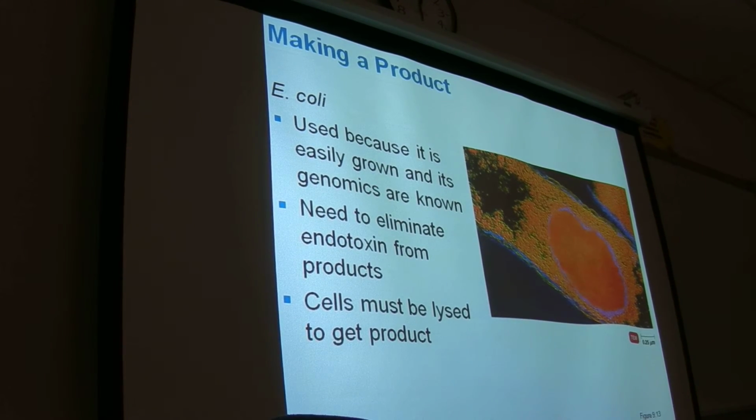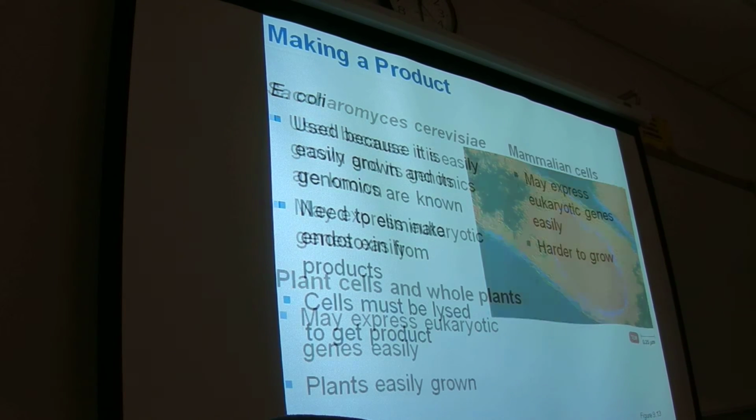A lot is known about its genomics. It typically doesn't have any endotoxin, so any products that are made from it, you don't have to worry about there being toxins in it. The negative is that the cells must be lysed to get the product. So the product stays within the cell, and to get the product out, again, whatever protein is from your gene of interest, you have to actually lyse the cells.